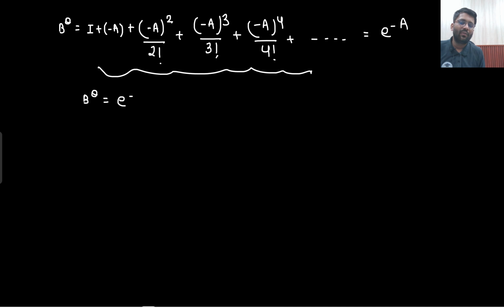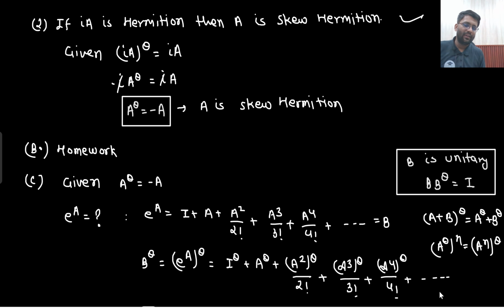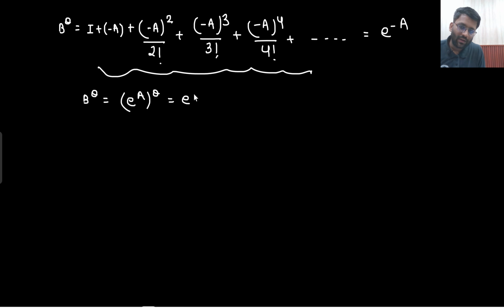Or better I write down, what was my B? B was e to the power A theta. E to the power A theta. It came out to be e to the power minus A.